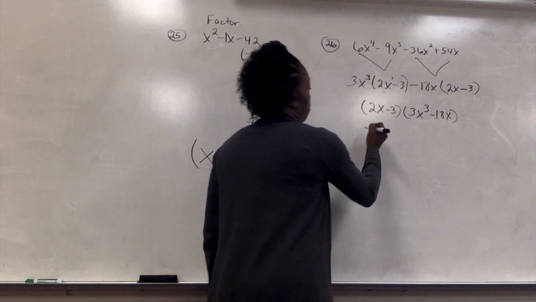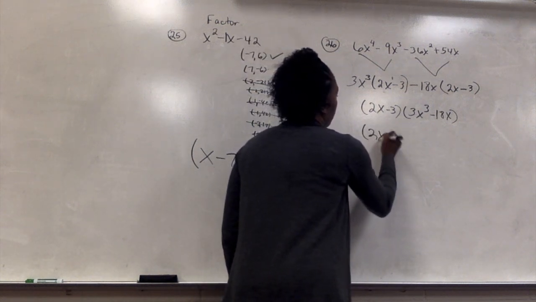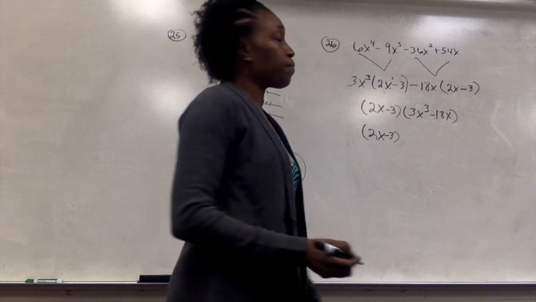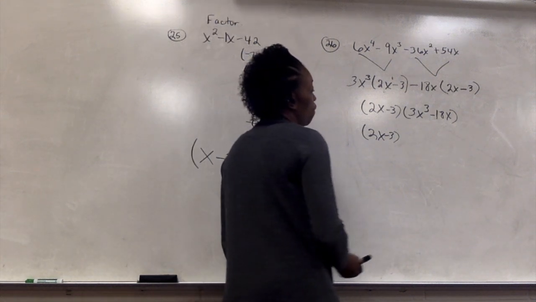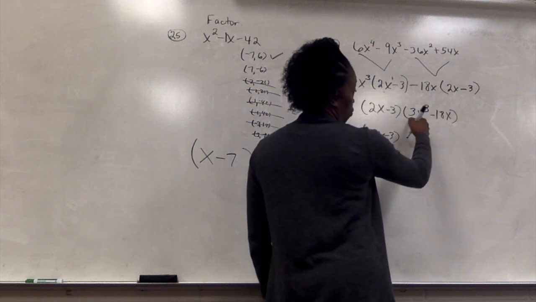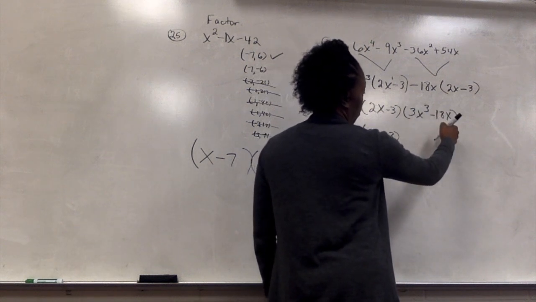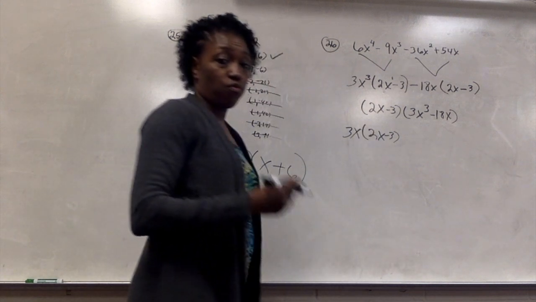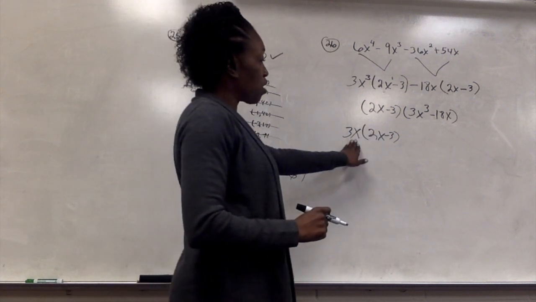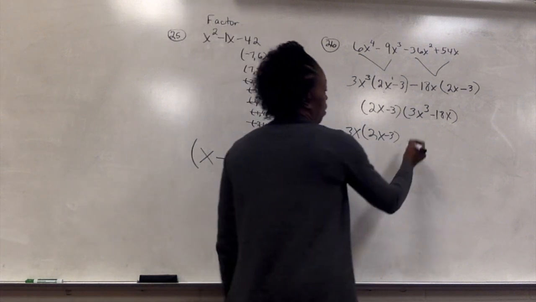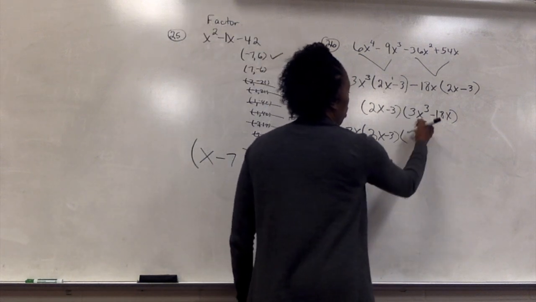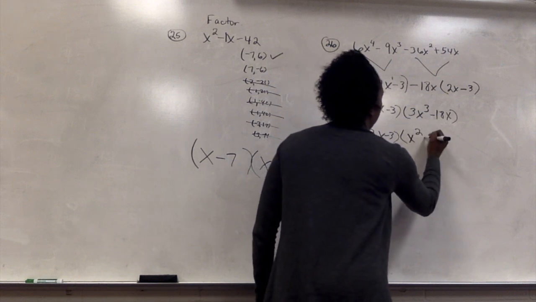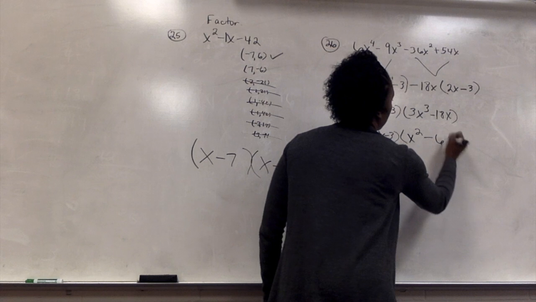So I'm going to rewrite my 3x to the third minus 18x, and I'm going to factor out a 3 with an x, and I'm going to put all of my coefficients in front. So my 3x comes to the front, and I'm going to put what's left over here, which is going to be my x squared minus 6.